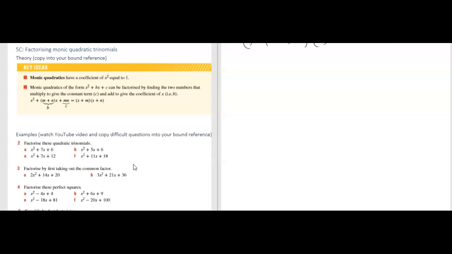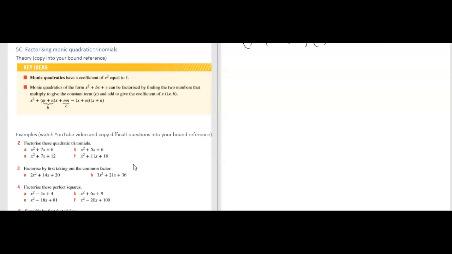Hi ladies, in this video we're going through 5C, which is factorising monic quadratic trinomials. A monic quadratic just means that you've got a quadratic where the coefficient of x squared is 1. So they're the easier ones, whereas later on we'll be doing non-monic quadratics, where your coefficient of x squared is not 1. When we get to non-monic, it's slightly harder.